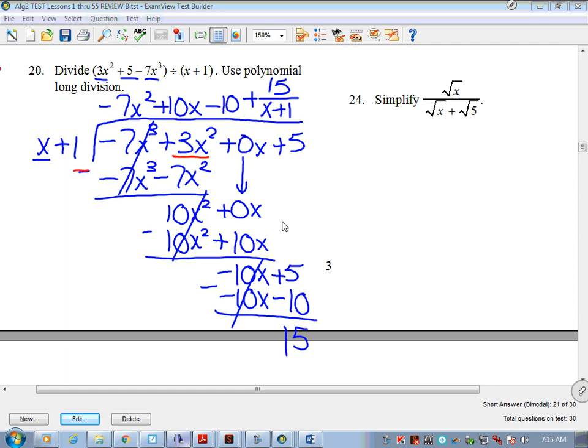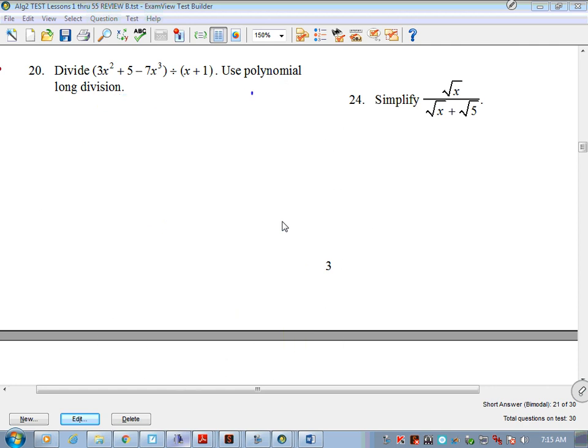Now, on this particular question, because I'm just dividing by x plus 1, I can solve for x and divide by that using synthetic division. So I want to show you how to do that again real quick, because on the test, it's going to be quicker. And you're still going to get the same answer.